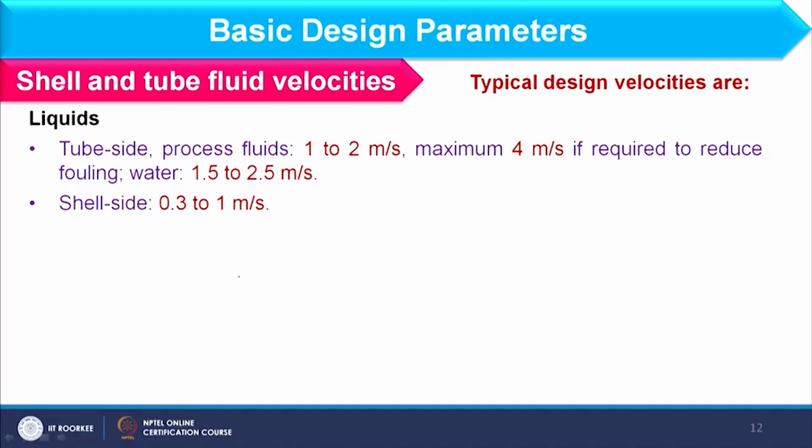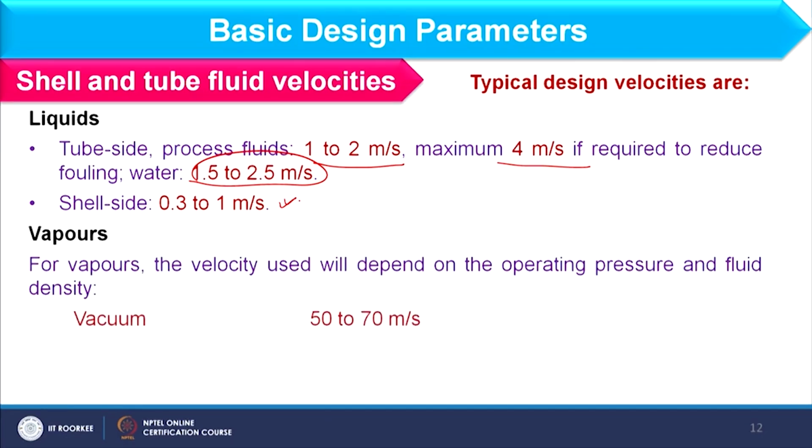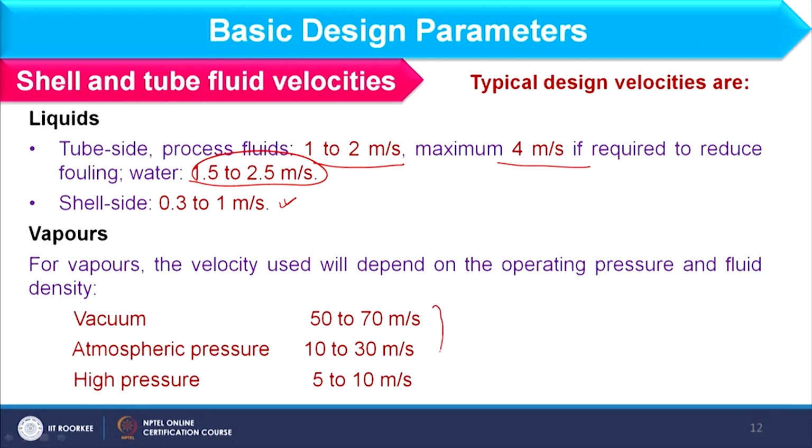And now we will consider some velocity and pressure drop conditions in the shell side and tube side. Typical design velocities in the shell side and tube side: when I am considering liquid, the tube side flow velocity should be 1 to 2 meter per second, maximum 4 meter per second, and if I am considering water it is 1.5 to 2.5 meter per second. Similarly, in the shell side it should be 0.3 to 1 meter per second. And if I am considering vapor, we have to consider the velocity in these ranges.